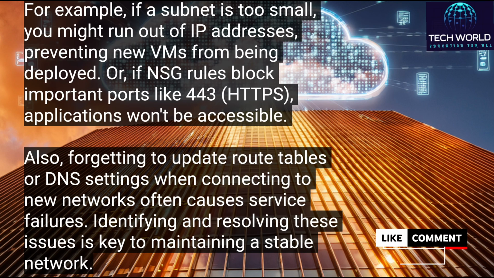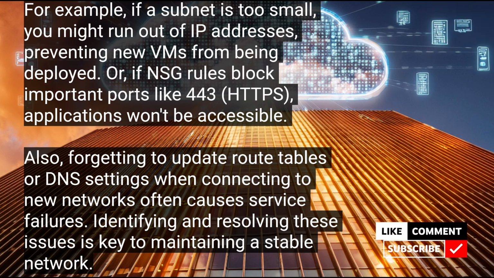For example, if a subnet is too small, you might run out of IP addresses, preventing new VMs from being deployed. Or, if NSG rules block important ports like 443, HTTPS, applications won't be accessible. Also, forgetting to update route tables or DNS settings when connecting to new networks often causes service failures. Identifying and resolving these issues is key to maintaining a stable network.